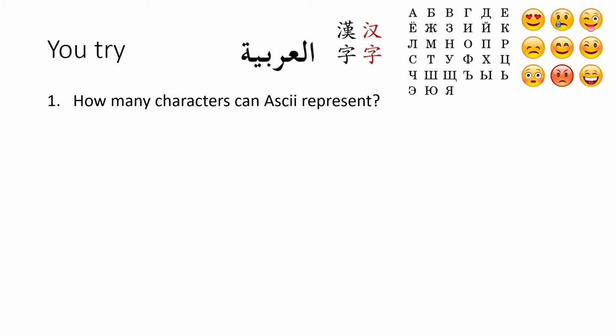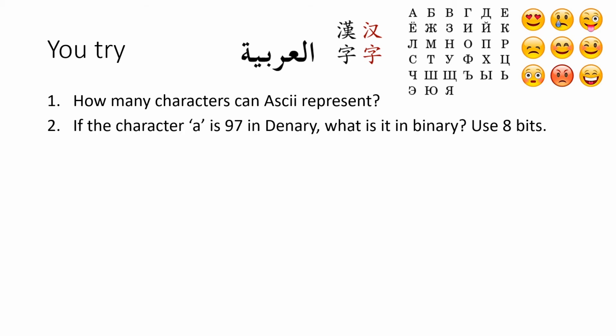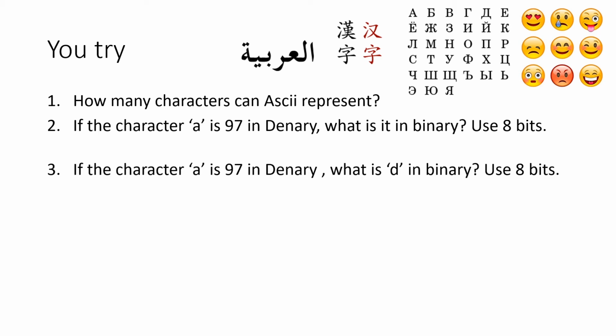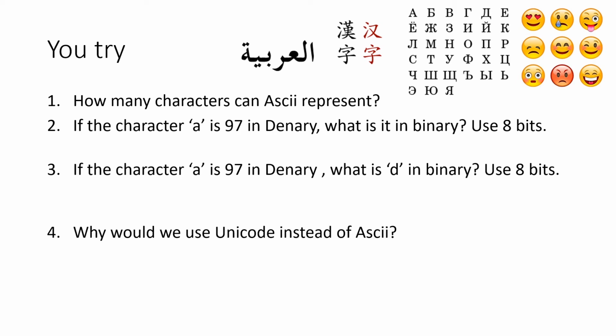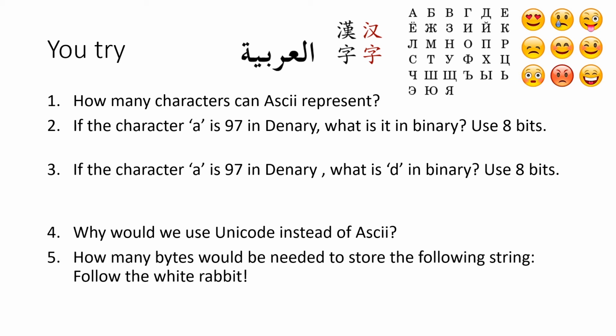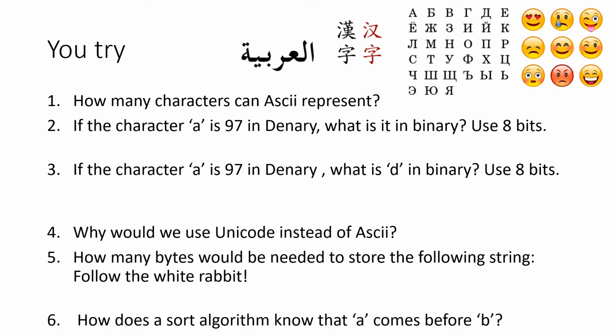How many characters can ASCII represent? If the character A is 97 in denary, what is it in binary? Give your answer in 8 bits or 1 byte. If a character A is 97 in denary, what is D in binary? Use 8 bits. Why would you use Unicode instead of ASCII code? How many bytes would be needed to store "follow the white rabbit!"? And finally, how does an algorithm know when you sort that A comes before B?